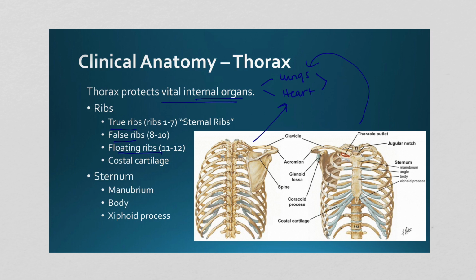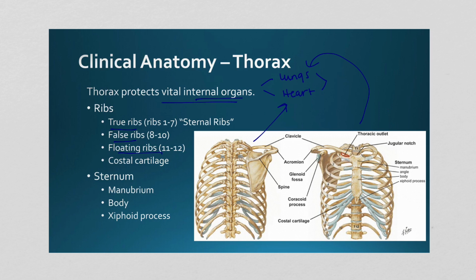I'll circle them on this image here. So your true ribs are going to be 1 through 7. What we know about ribs 1 through 7 is that they directly have an attachment site to the sternum. Our false ribs get their name because they don't have a direct attachment to the sternum, and I'm going to hopefully illustrate that here in this image.